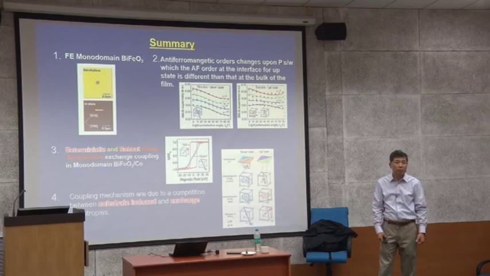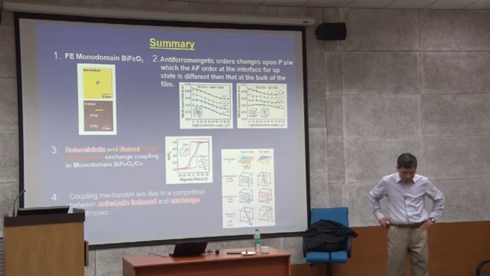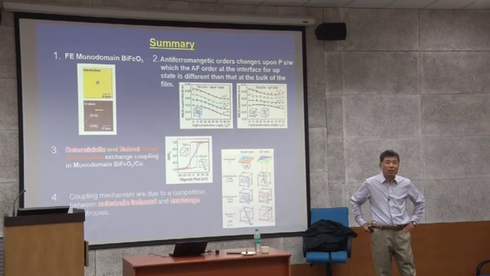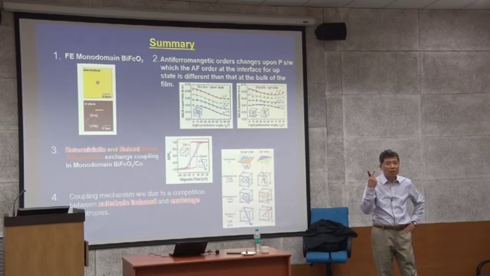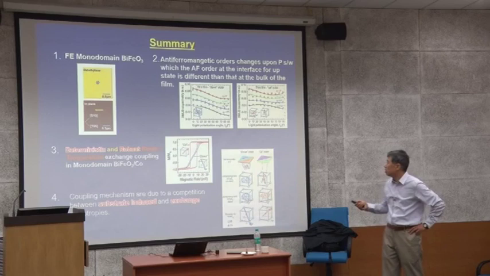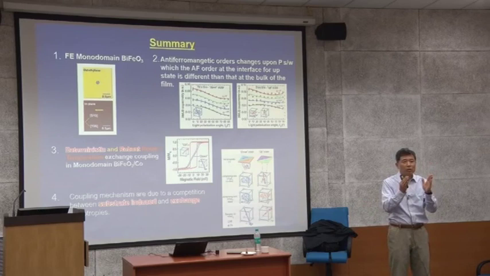And sir, from the device application point of view, how much exchange field should we have? Does it have to be very high or low, or what range? From the device point of view, I think people care more about how much energy it requires. One of the biggest issues people are trying to solve in magnetoelectric coupling is the switching voltage for the ferroelectric switching. So you know the coercive field of BFO is quite big, which means the voltage required for switching, 10 volts, is a lot of energy.